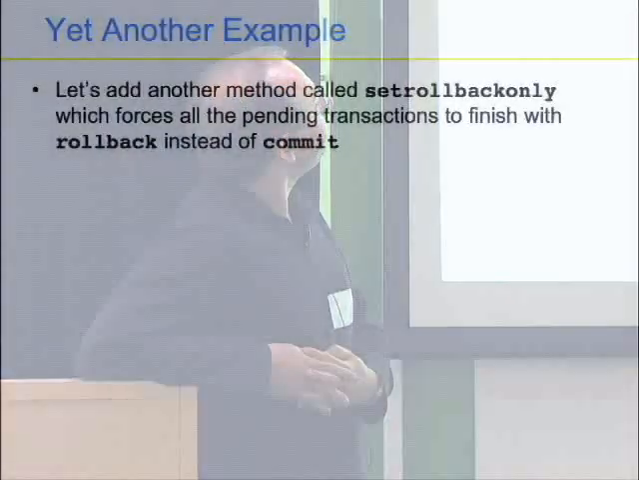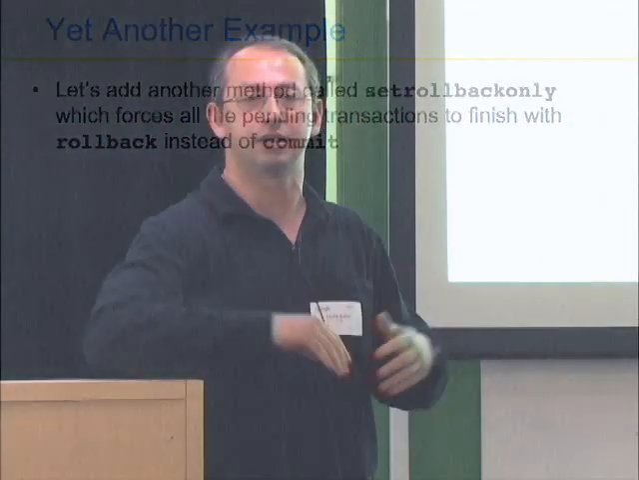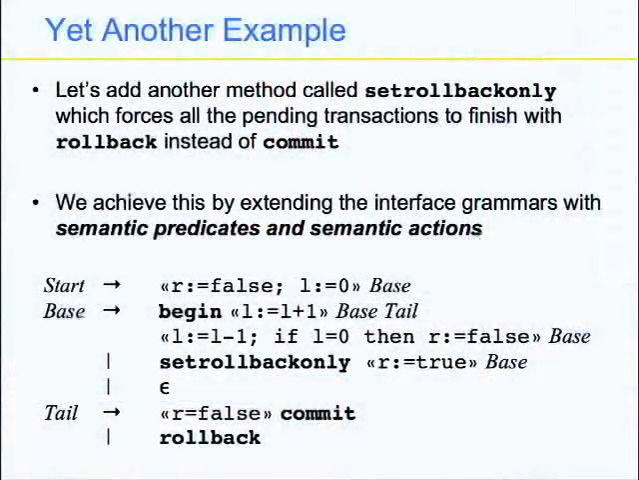So assume that for nested transactions, I want to add a setrollbackonly method. And when you call that, all the pending transactions have to be rolled back instead of committed, OK? So if I call setrollbackonly, after that, I only want to see rollback. I don't want to see a commit until all the nested transactions are completed, OK? So how do you do that using the interface grammar, where we add some semantic predicates and semantic actions?